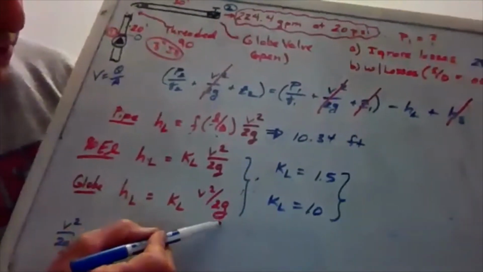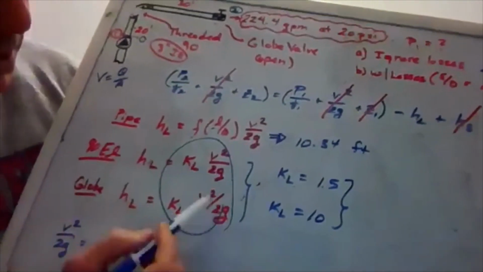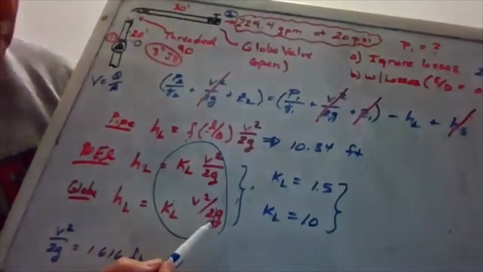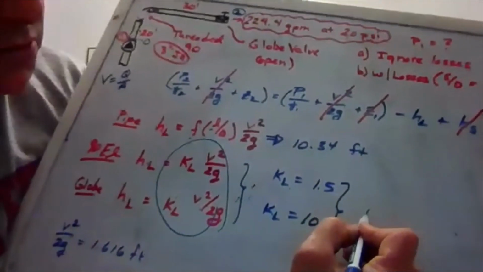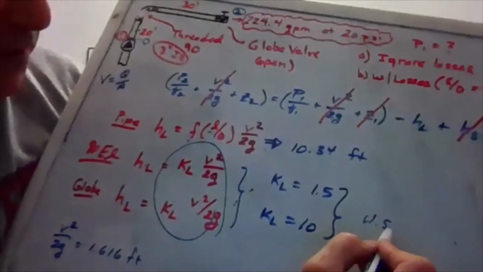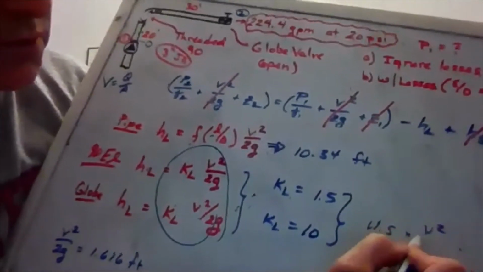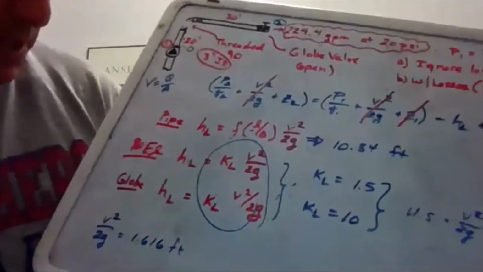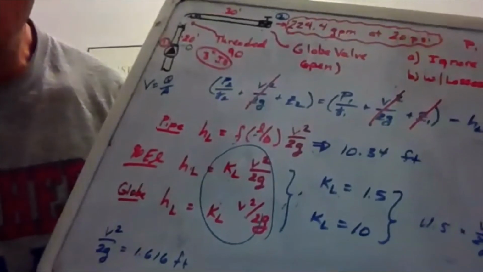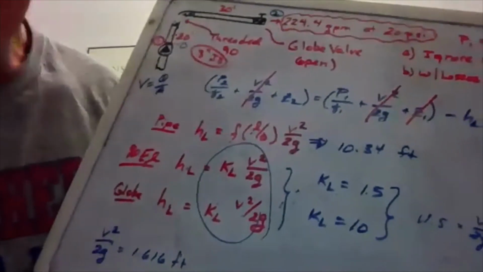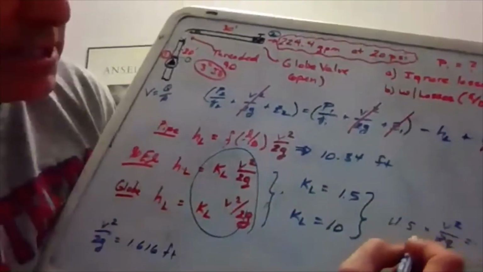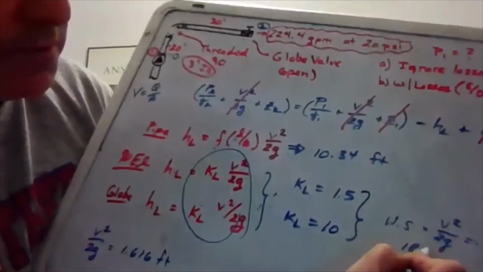Well, if you think a little bit algebraically, both of these have a v squared over 2g, and then they have their KLs. We could just work that all at once, where we combine these two KLs into 11.5 and multiply it by v squared over 2g. So I'll just do that quickly on my calculator. I got 1.616 for v squared over 2g times 11.5, and I've got 18.58 feet.